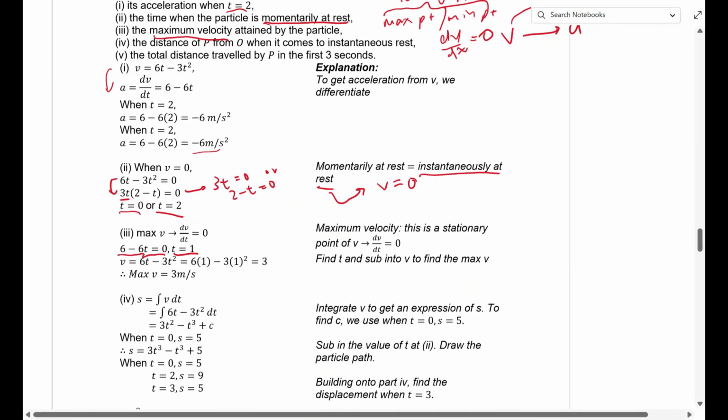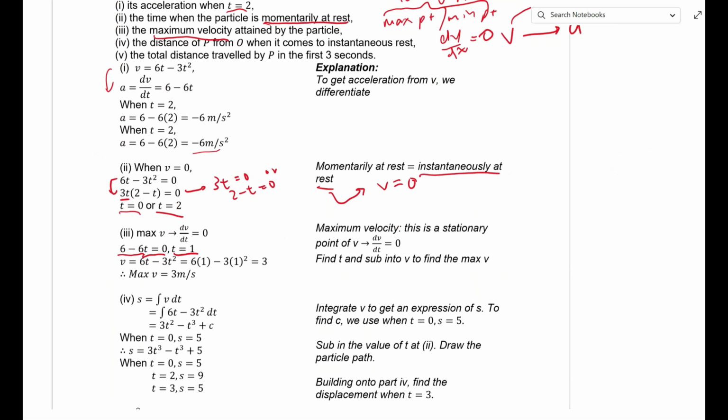Now we cannot stop there because they asked specifically for the maximum velocity. Now we've only found t equals 1. So that is our time. We need to sub it back into our expression of our velocity. That's why we sub t equals 1 into our v, which will give us 3. That's why our maximum velocity will be equal to 3 meters per second.